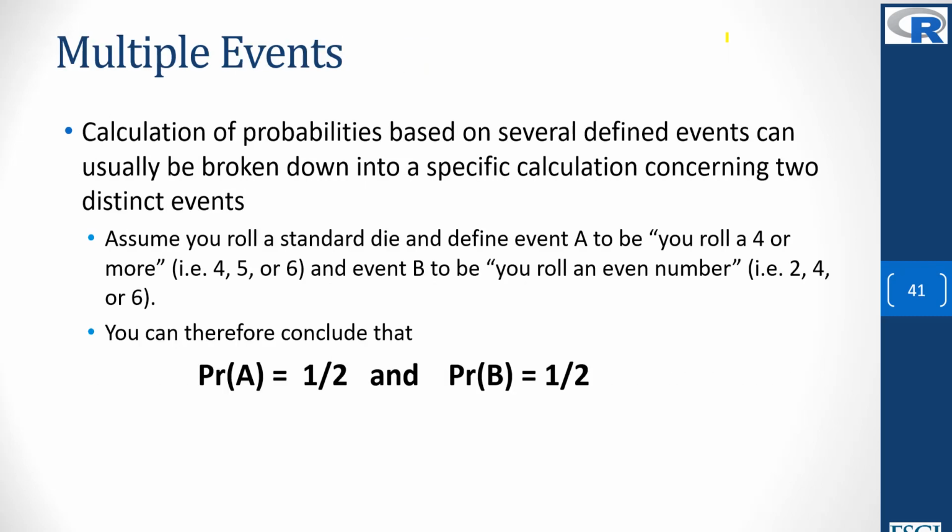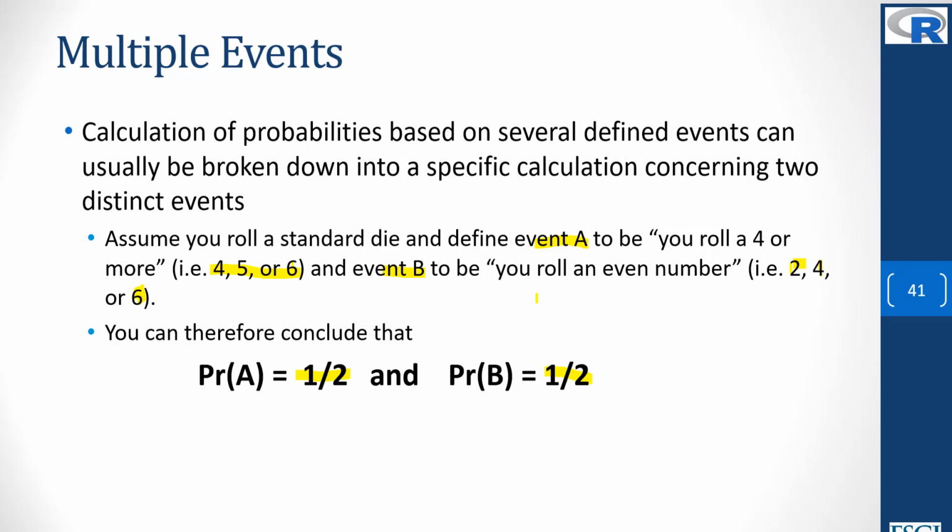When we work with multiple events, we can start with simple independent calculations. If we have 2 events that we want to calculate the probabilities for, for instance, event A is you roll a 4 or more, a 4, 5, or 6, and event B is you roll an even number, a 2, a 4, or a 6. If these are two independent events, then we just calculate them separately. The probability of A is 1/6 plus 1/6 plus 1/6, which is 1/2, and then B is the same, 1/6 plus 1/6 plus 1/6 for the even number probabilities, and that's also 1/2.